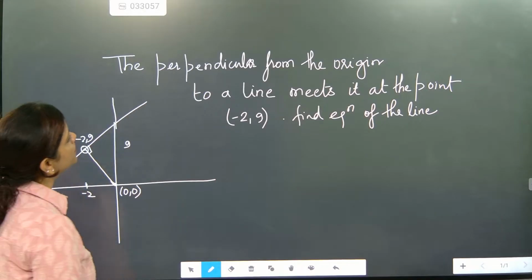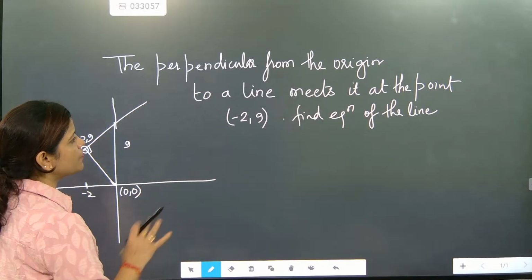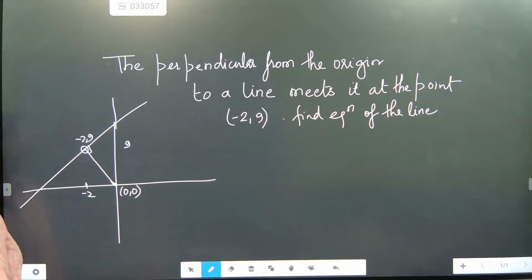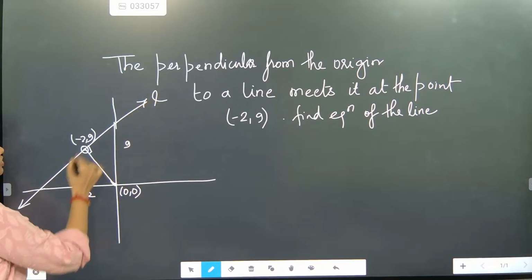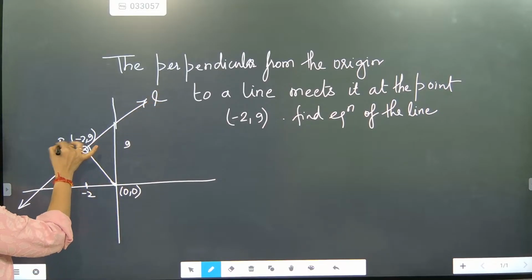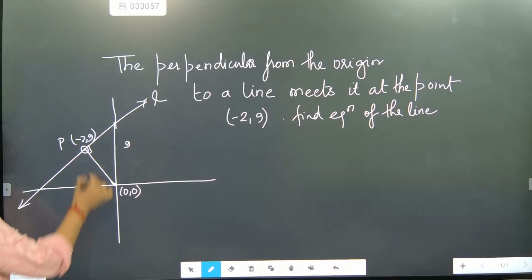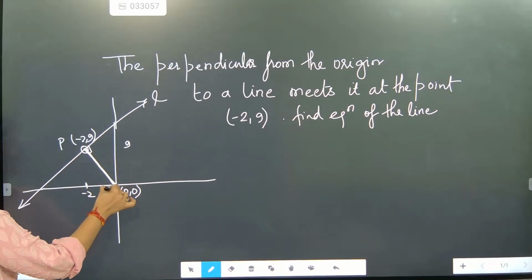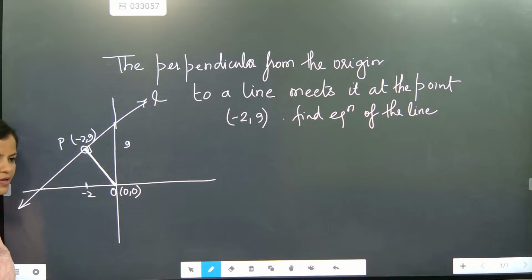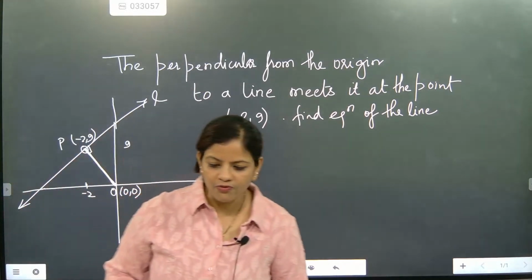After this, what they're telling is the line meets it at a point. Just find the equation of the line. So we have one big work. See, this point is given on the line. This line is L. Now this point is given on a line. Let's take this point as P. First, we will find the slope of this line, OP. We'll take it as O. So slope of OP. Why are we taking slope of OP?